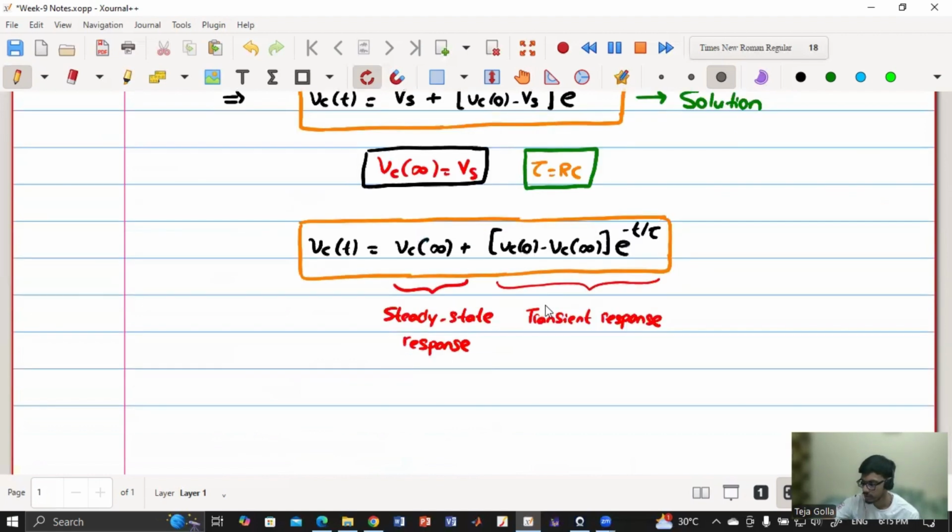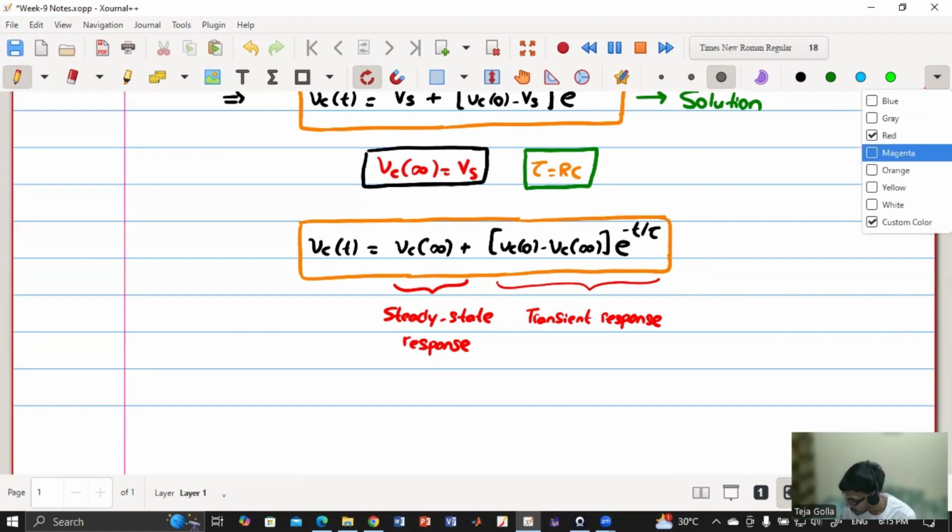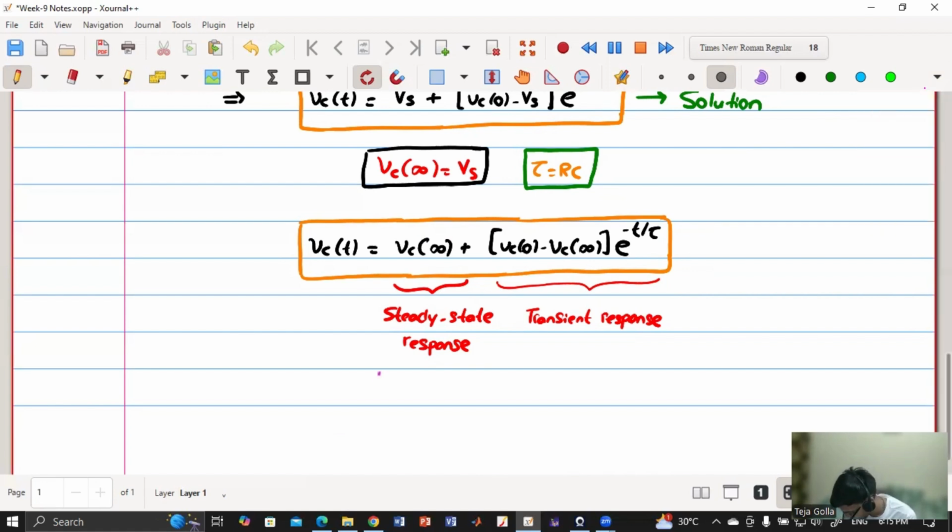Okay, sir. And also, this is the steady state response and this is the transient response. There are other names also. This is called the forced response, because the input is appearing over here, right? If the input is zero, then we will not get anything. And this is called the natural response, because this is happening because of the circuit. If the input is not there, then this term will still come. So there are different names, but that is not our primary concern.